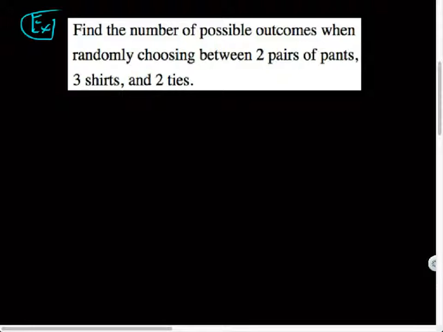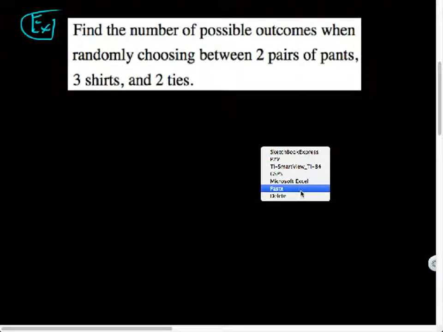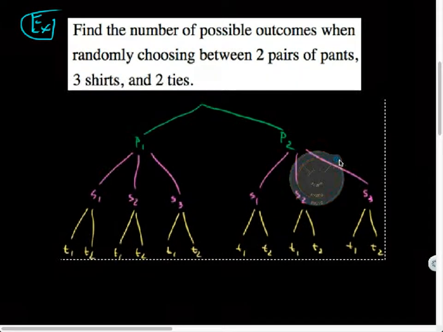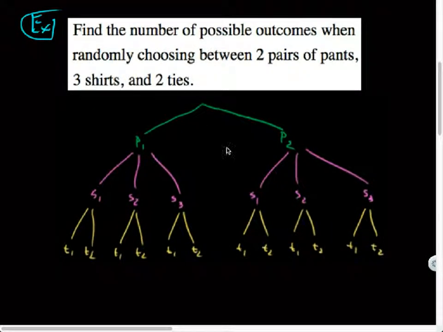I want to figure out how to determine the number of possible outcomes. One of the ways you might have done this is by drawing a representation of it. I'm going to throw a little sketch in here. This is called a tree diagram. I have each decision broken up into a branch. My first decision would be, what pants am I going to wear? Am I going to wear pants 1 or pants 2? That's my first decision, so I have a branch.